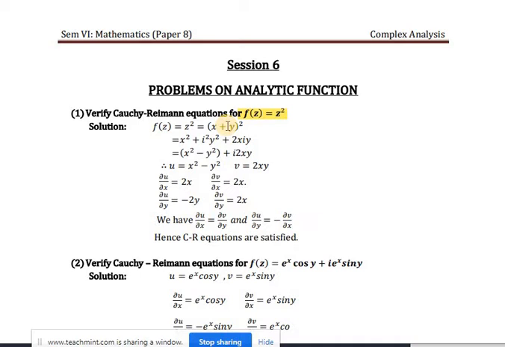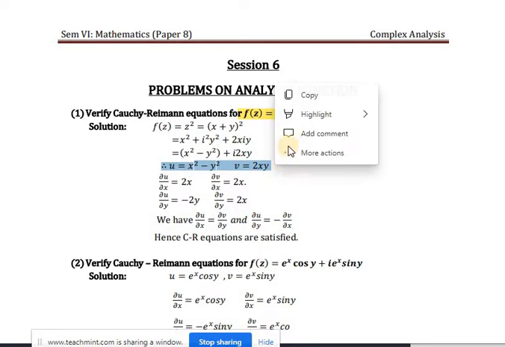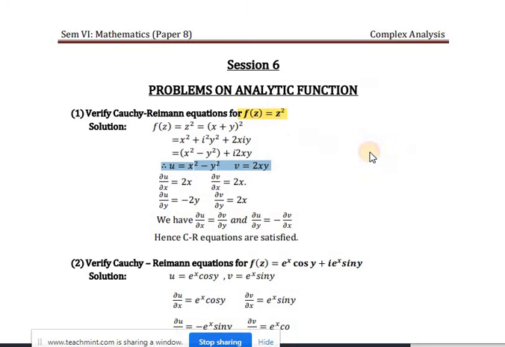Now in this equation, take the real part as u is equal to x square minus y square and the imaginary part as v is equal to 2xy. See, in this equation, the real part is x square minus y square and the imaginary part is 2xy. Consider them as u is equal to x square minus y square and v is equal to 2xy.